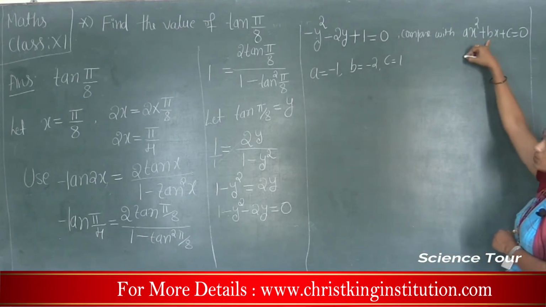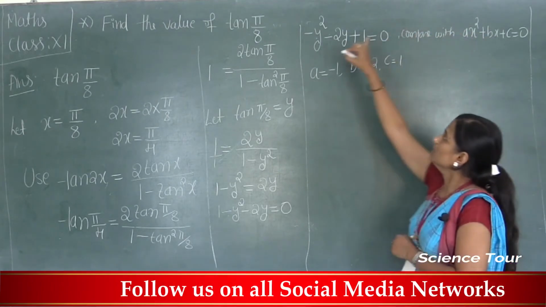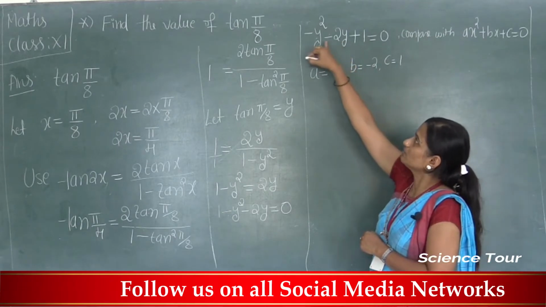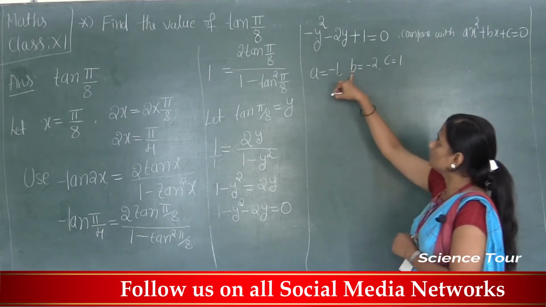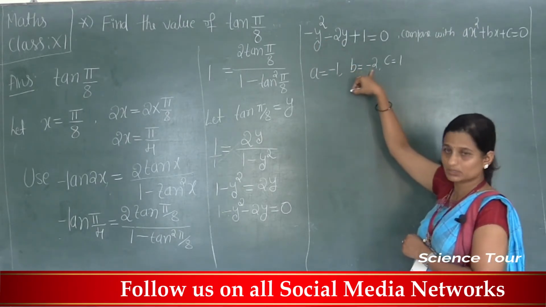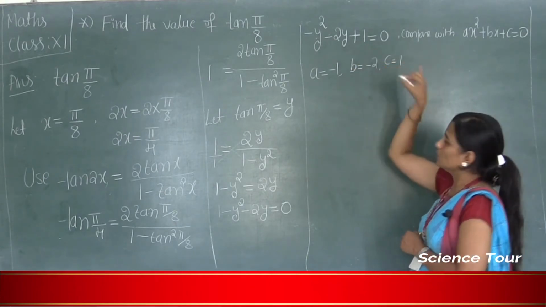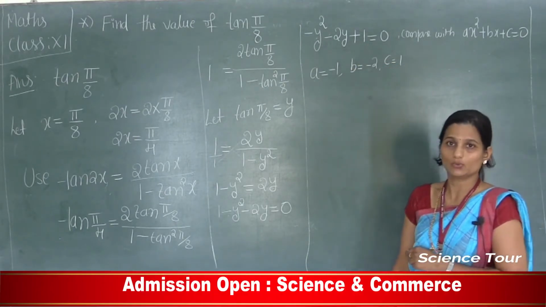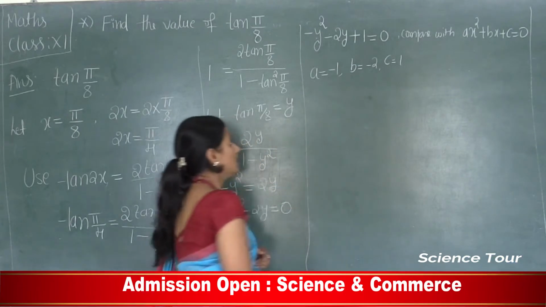Next I need the coefficient of x, correct, no? So the coefficient of y is minus 2. The value of b is what? Minus 2. And c is equal to 1. C is 1. Clear this? Yes. Now use the formula.